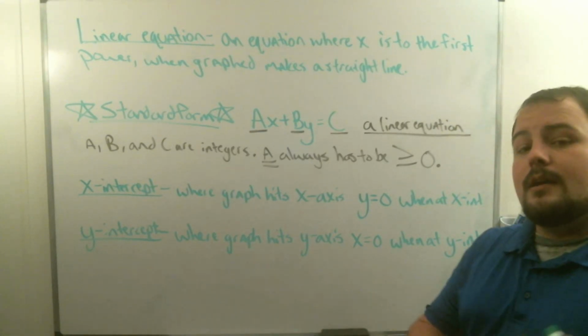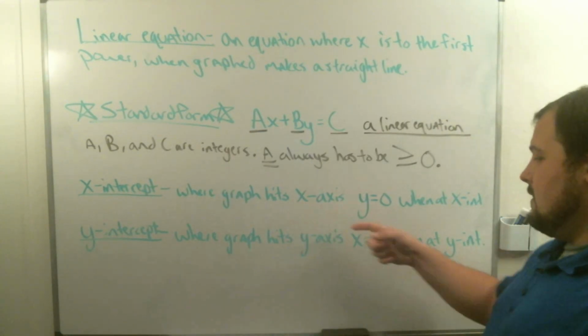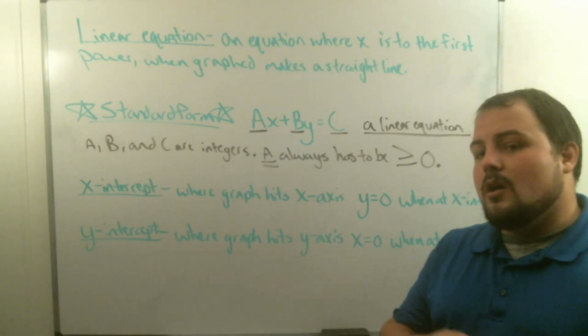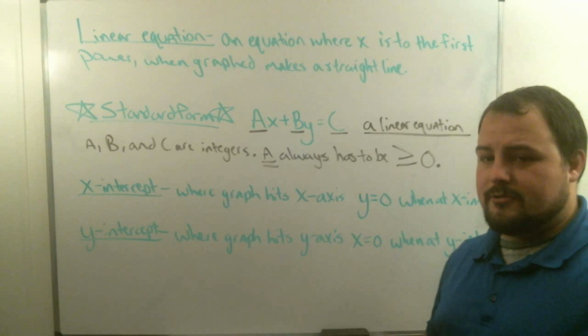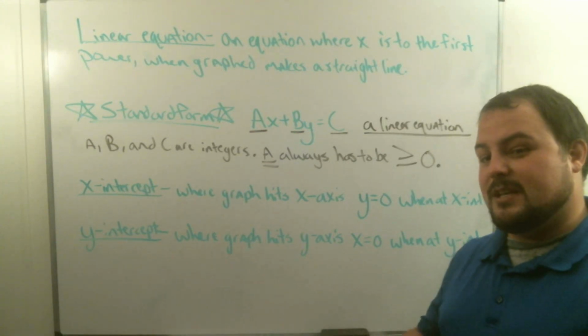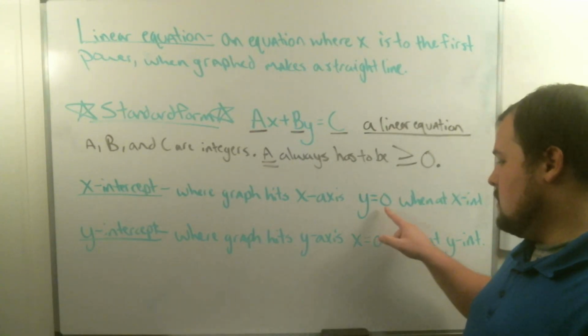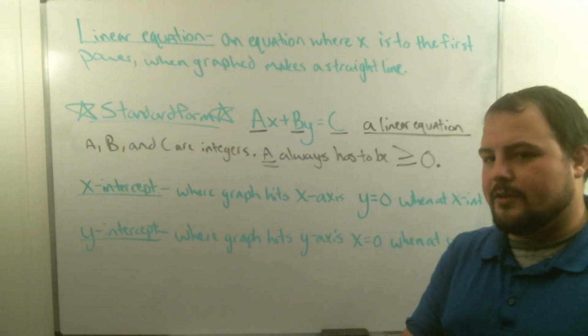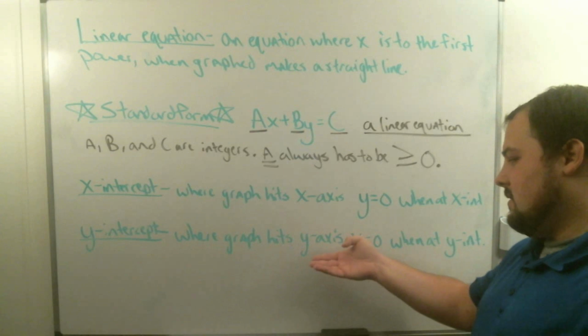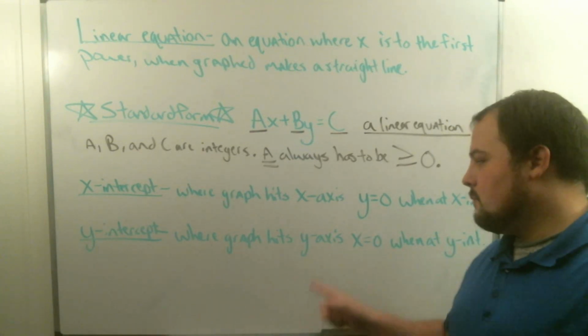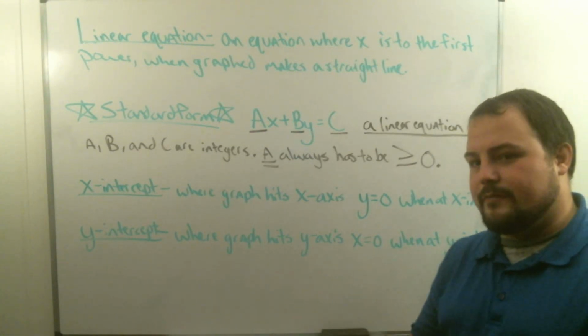Now, an x-intercept is where the graph hits the x-axis. When you're at the x-intercept, the y is always going to equal 0. So if you want to find the x-intercept in any equation, all you got to do is put 0 in for y and solve for x. If you want to find the y-intercept, that's where the graph hits the y-axis. What you got to do? Plug 0 in for x and solve for y.